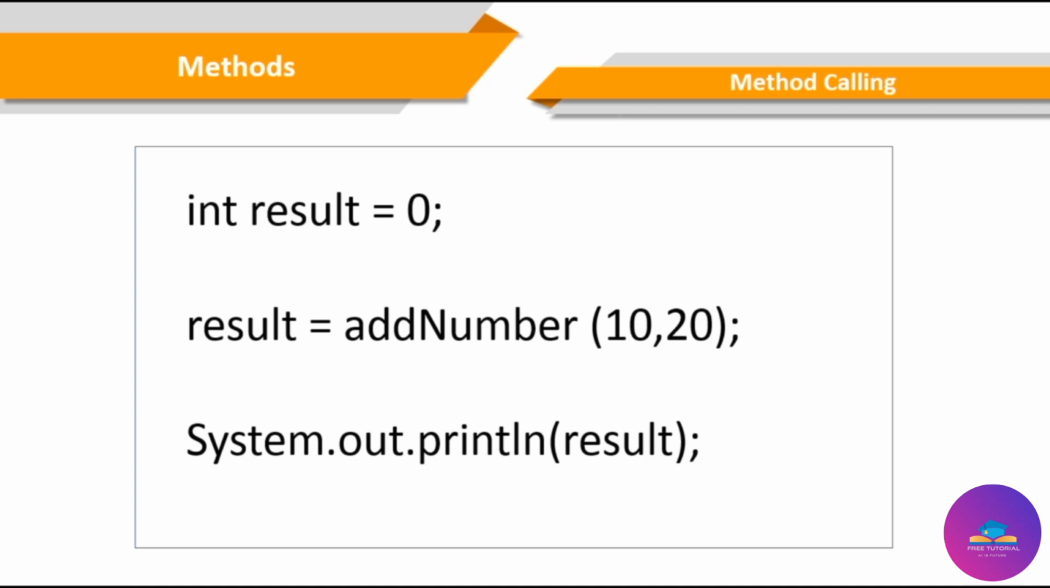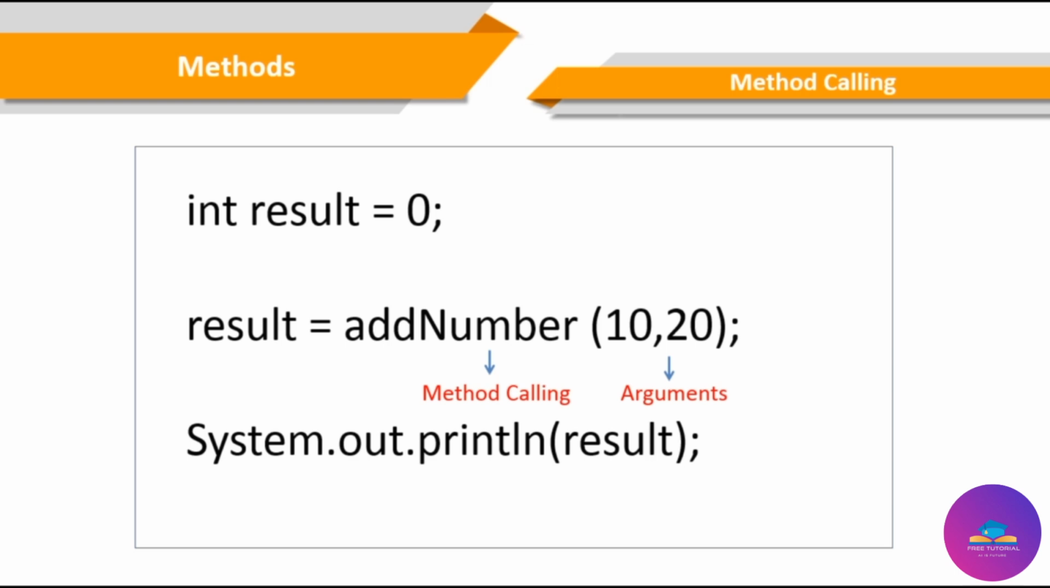Method calling. So a Java method is called according to its functionality, and it returns in either of these two situations. The first one is when it completes all the statements, and secondly, when it reaches a return statement. So in this example, we'll define a variable result with int data type. Its initial value is 0, and we call addNumber as our method with arguments of 10 and 20. Now, argument values are passed to the parameters.